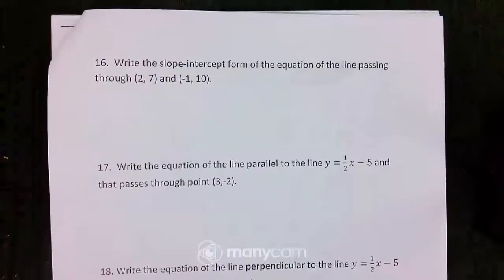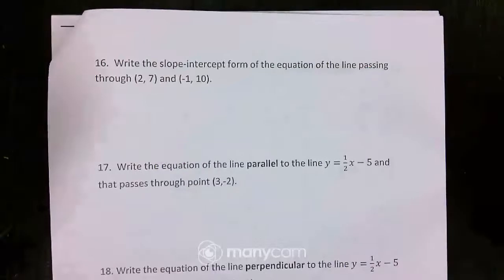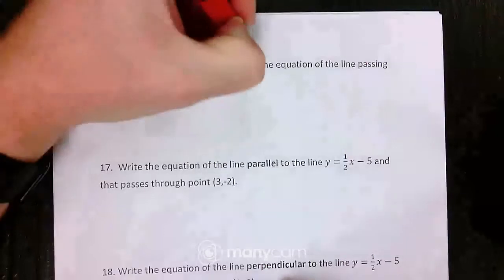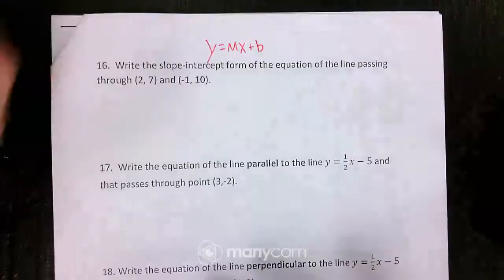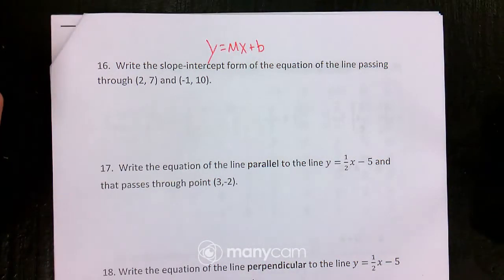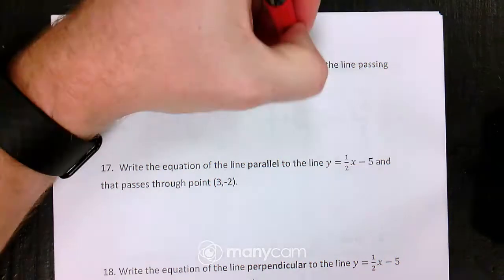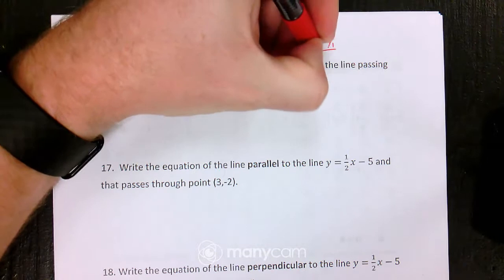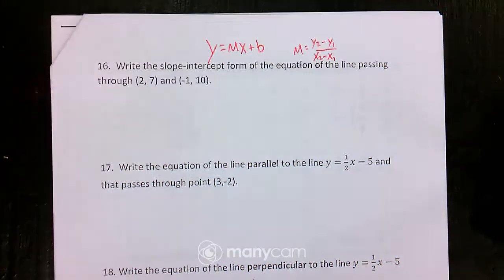Okay, it wants me to find the slope. Okay, first of all, slope-intercept formula is what? Mx plus b. Alright, there we go. That's all we need to know to find what we need. Okay? Well, there's one other thing. We need slope. M equals y2 minus y1 over x2 minus x1. You gotta just know that.